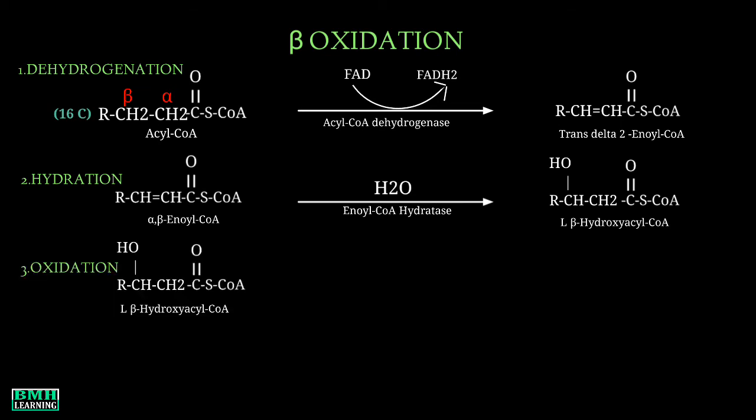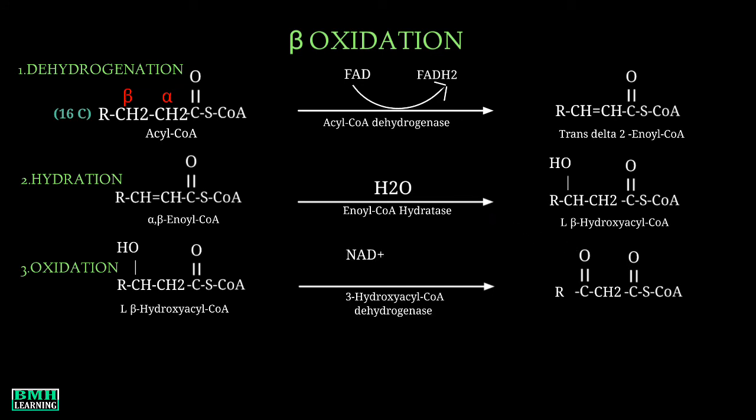The third step is oxidation. In the third step, the hydroxyl group present at the beta position of L-beta hydroxyacyl-CoA is oxidized by NAD positive. This reaction is catalyzed by 3-hydroxyacyl-CoA dehydrogenase. The end product is beta-ketoacyl-CoA, and NAD positive is reduced to NADH plus H positive. The NADH will enter the citric acid cycle and produce ATP that will be used as energy.